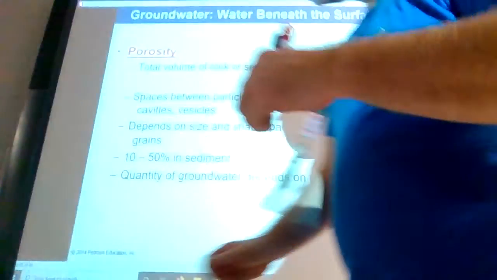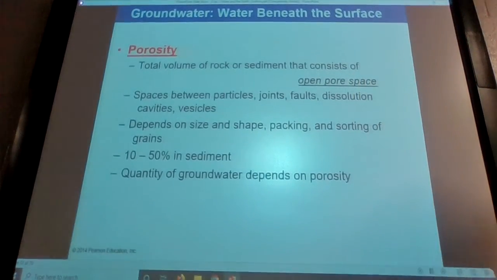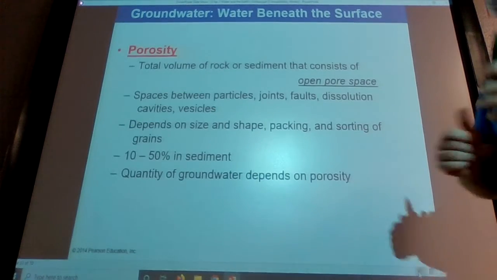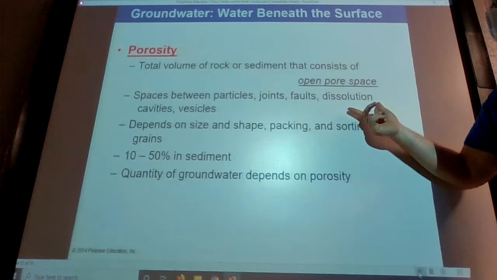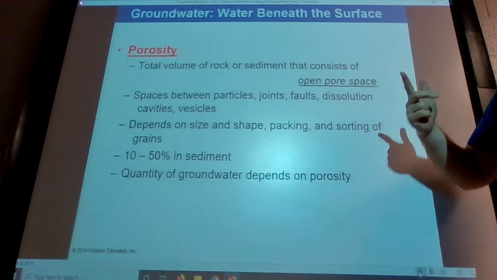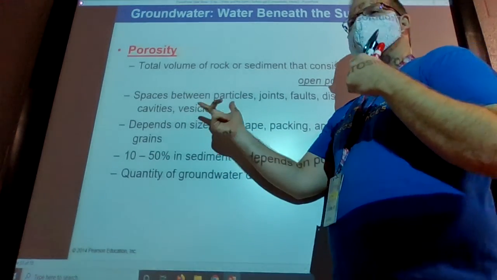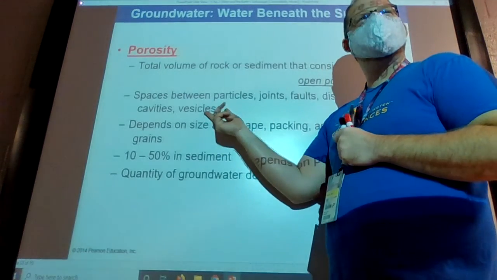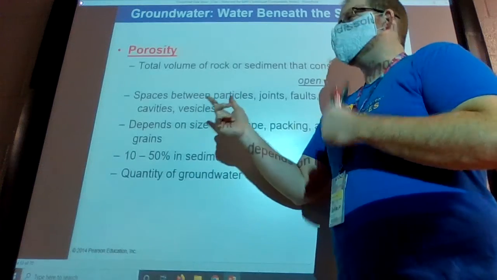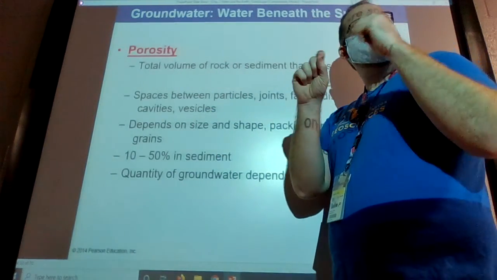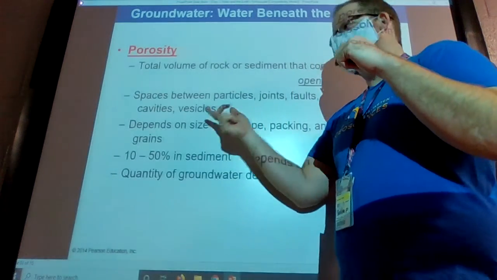So porosity is the spaces between the particles, joints, faults. Dissolution cavity: if water dissolves away part of your rock, that's a dissolution cavity. And then vesicles, if we're talking about igneous rocks, although you can have vesicles like in limestone. In fact, we saw that in the lab where the shells had dissolved away and we had the little holes. Those would be called vesicles.